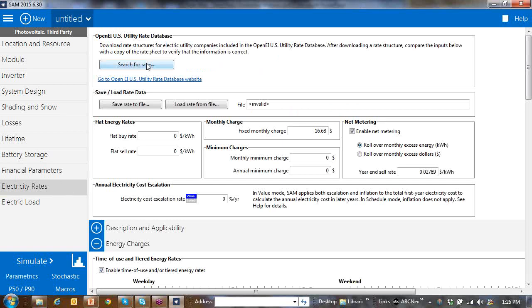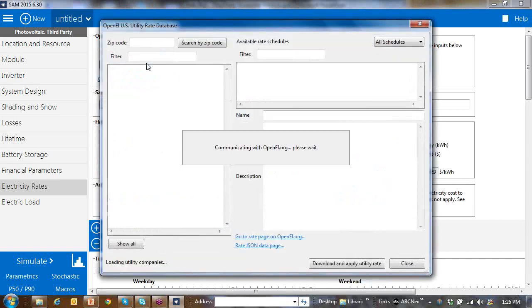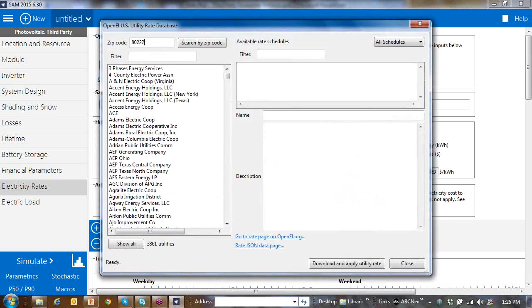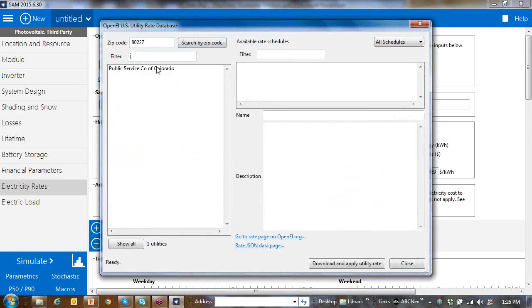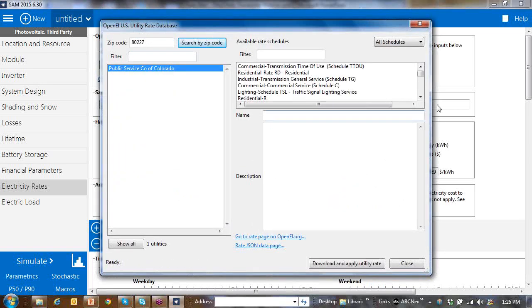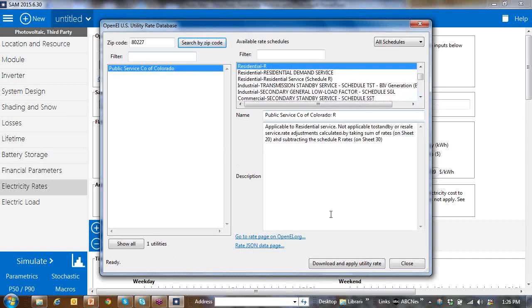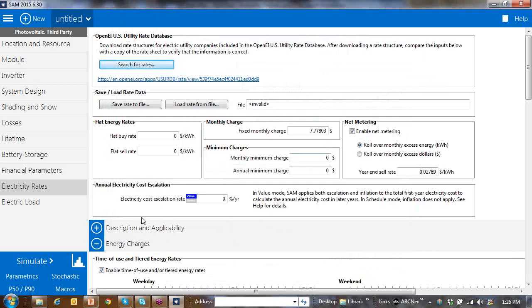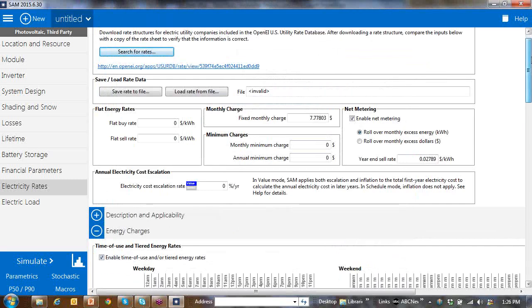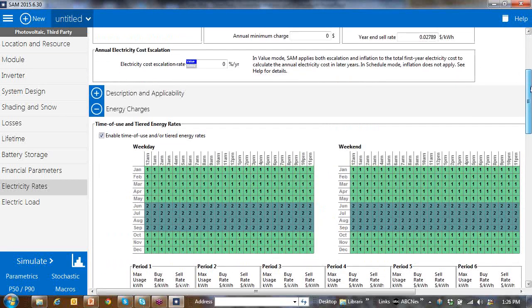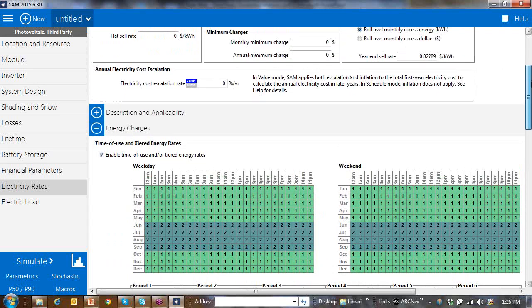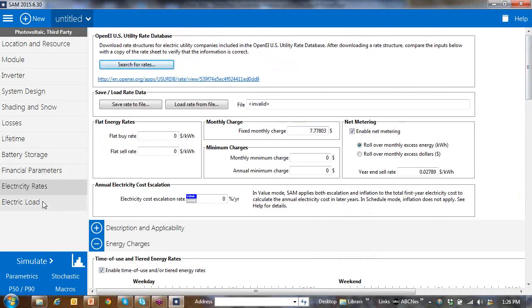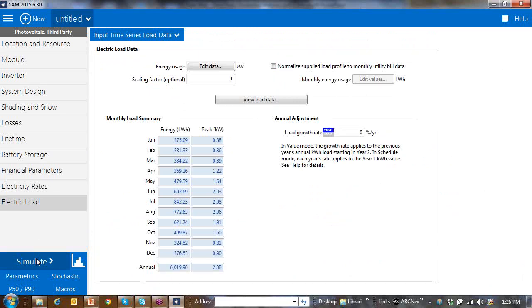We will do a search for rates, and search by zip code, Public Service of Colorado, also known as Xcel Energy. We'll assume a residential R rate and apply the rate. This is not a very exciting rate. It's a flat two-tier rate, one tier during the summer and another tier during the rest of the period. And then we will simulate.